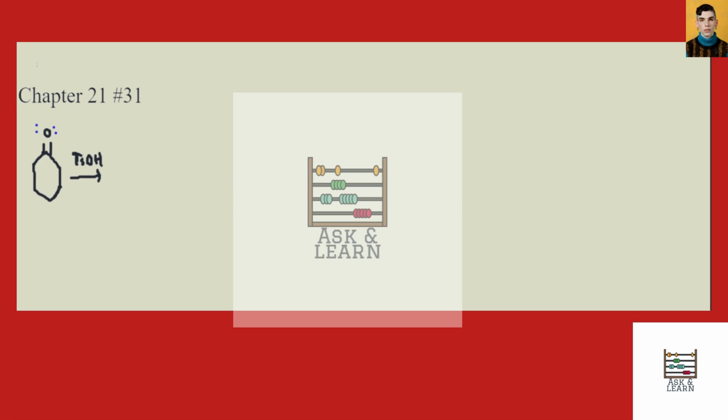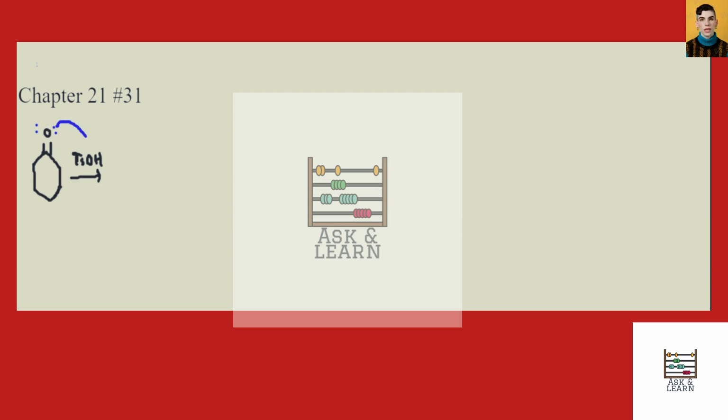This is the answer to Chapter 21, problem number 31 from the Smith Organic Chemistry textbook. This problem asks us to draw a stepwise mechanism for the conversion of this ketone into the cyclic acetal. And so this is a fairly lengthy mechanism, so I'm just going to jump right into it.